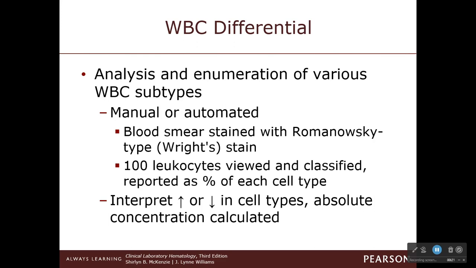So what a differential is, we look at 100 white blood cells and we differentiate what they are. So the 5 we look for, of course, normal ones: neutrophils, basophils, eos, monos, and lymphocytes. Okay. Now those are normal. That's the 5 we have.